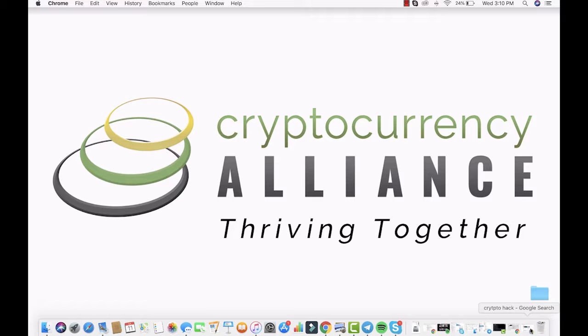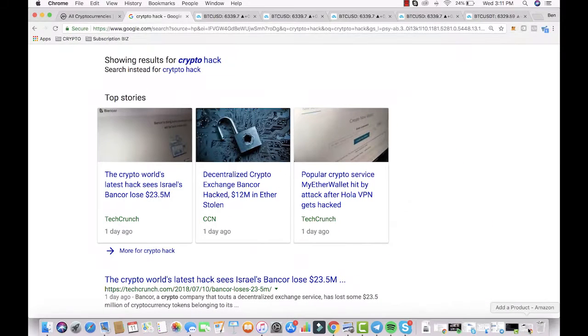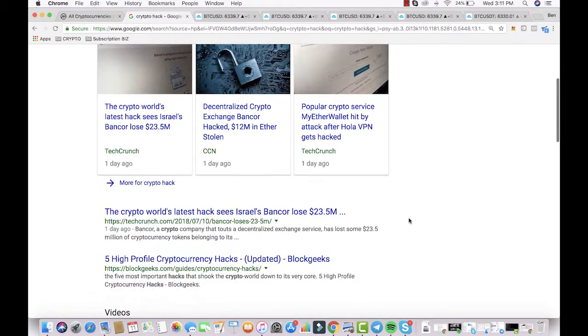What we're going to start with today is all the hacks that go on. Every time there's a big hack, especially if it's a big exchange, one that's trusted, or My Ether Wallet, whatever it is, we seem to see a drop in the market. People get scared and FUD sets in: fear, uncertainty, doubt. You guys have heard of that. Just in the last 24 hours, all I did was search crypto hack, right here. Wow, the world's latest hack sees Israel's Bancor lose $23.5 million. Same exchange, same basic article: decentralized crypto exchange Bancor hacked, 12 million in Ether stolen. Popular crypto service My Ether Wallet hit by attack after Ola VPN gets hacked. Guys, stay on top of this information.